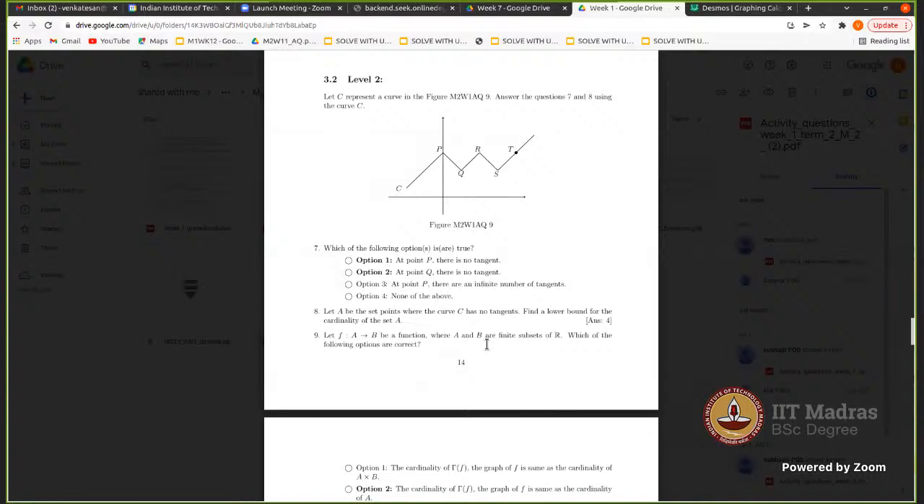Sir, can you do this graded assignment question? Yeah, I will. Give me a minute, I will just explain to her. Let A be the set of points where the curve C has no tangents. Find a lower bound for the cardinality of the set. So you see, this is an out of the box question where we wanted to exclude this, but anyway, see for straight lines, if a straight line is changing suddenly to another straight line, see the points P, Q, R, S. Just look at the points P, Q, R, S.